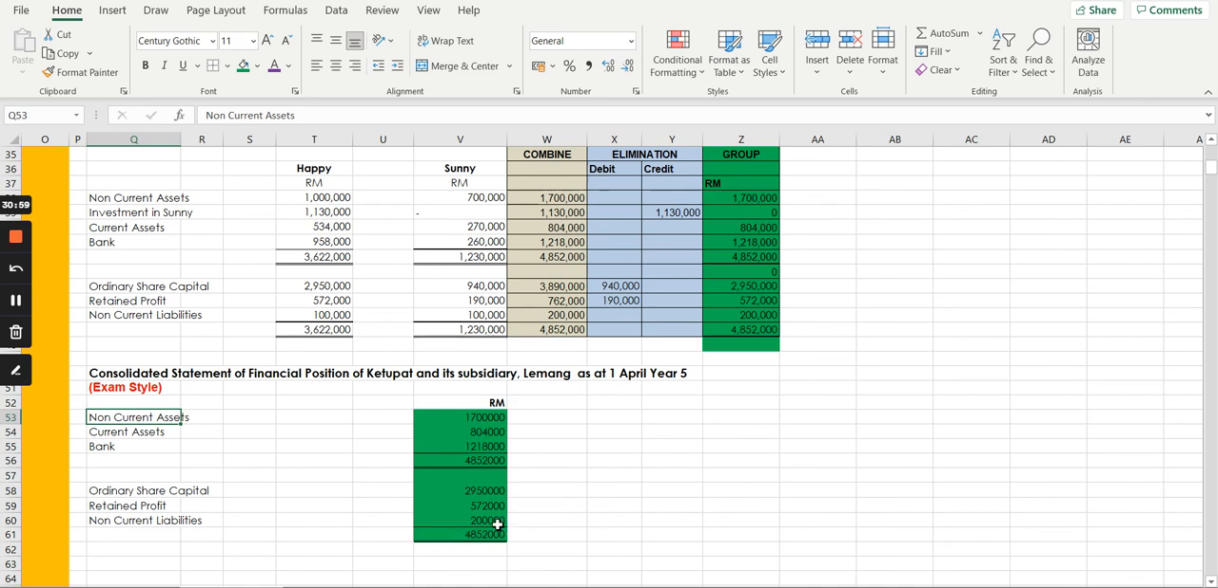That is just a basic consolidated statement of financial position. We'll go with the one which is still a basic one, but we will focus later on goodwill and the measurement of non-controlling interest.